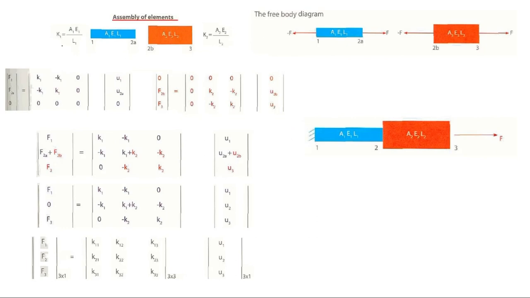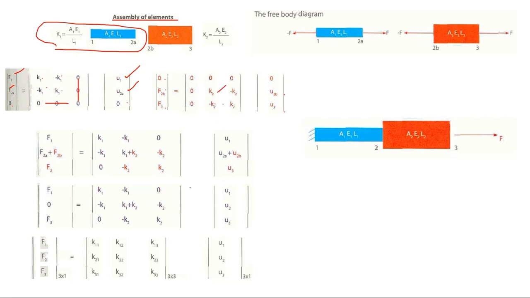Assembly of elements. This is the first element. This is the stiffness, first joint, second joint, A by L. The second element, 2B, 3. This is also a stiffness value. If you see the first element, F1, F2A, this one is not there. Here K1, minus K1, minus K1, plus K1 will come. Third one is 0, 0. U1, U2A, 0. And for the second element, F1 is 0, F2B, F3, and 0, 0, 0 for the first one. The second one is K2, minus K2, minus K2, plus K2, U2B, U3.